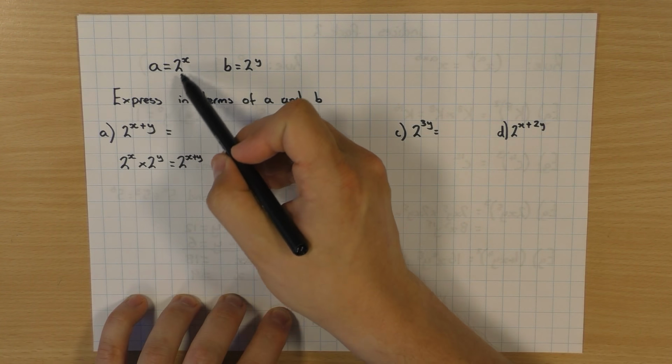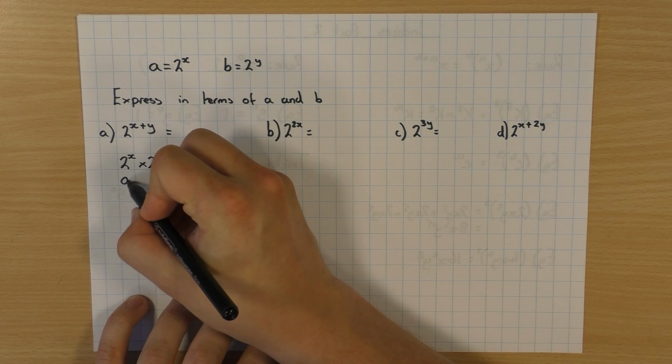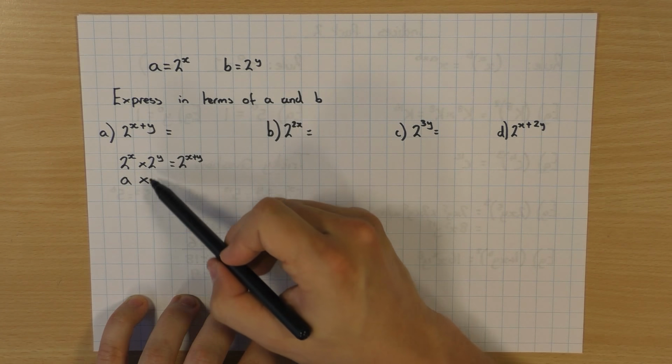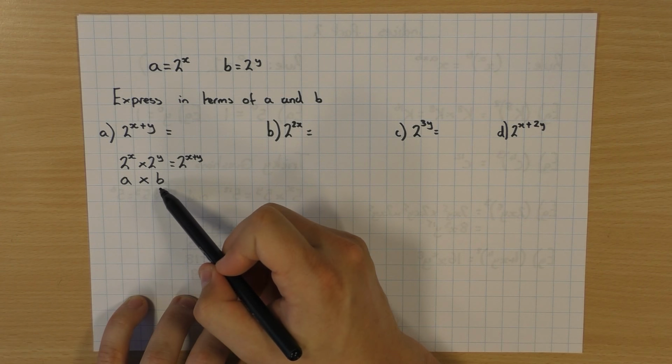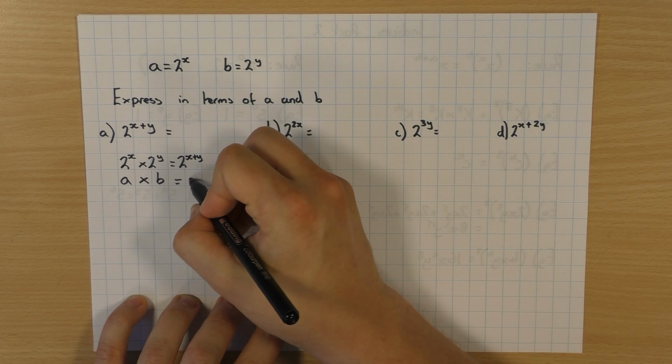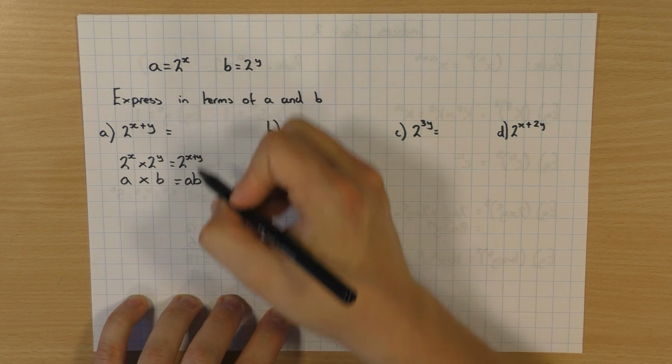And then it's really easy. Well, what is 2 to the power of x? Well, we're told up here it's a, so that's just going to be an a. I'm going to times that by 2 to the power of y, which I'm told up here is just b. So I'm just doing a times b, so simplify that to be ab, which is obviously your answer.